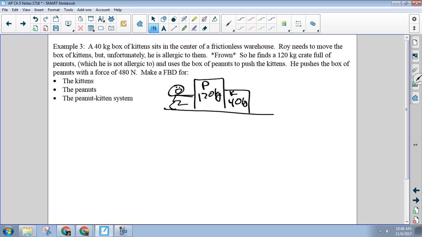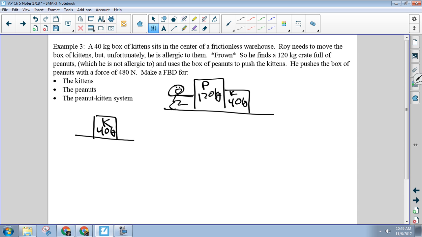All right, so the kittens. So here are the kittens, 40 kilograms. Everything here is frictionless, so we don't need to worry about friction. So since Roy's pushing the peanuts, do you agree that the kittens are going to move? Yes. Why? What pushes the kittens forward? The box of peanuts, right? Not Roy. Why not?